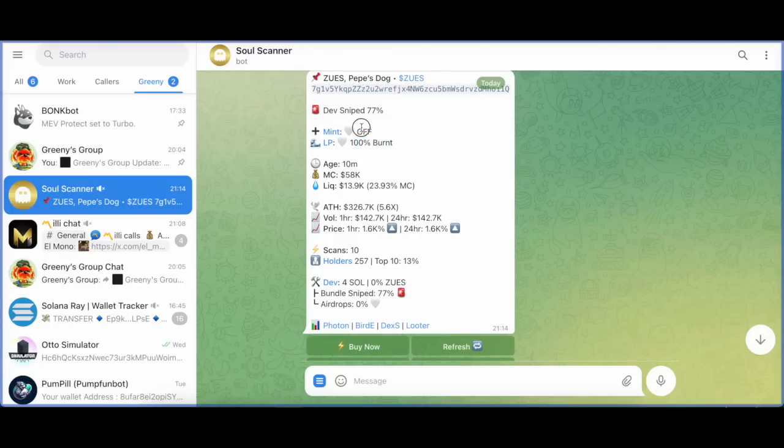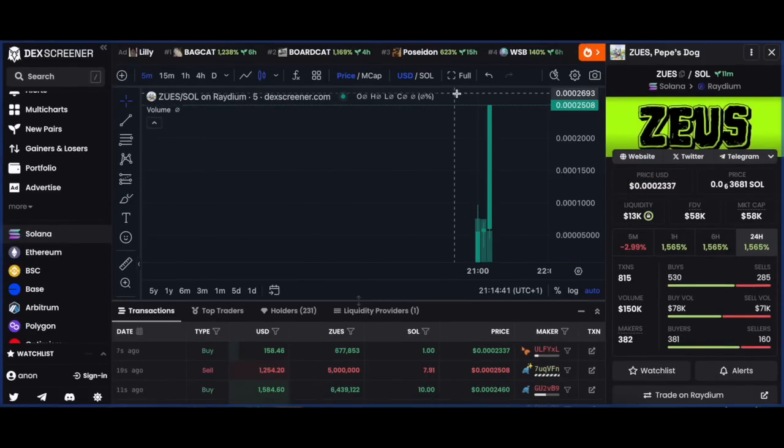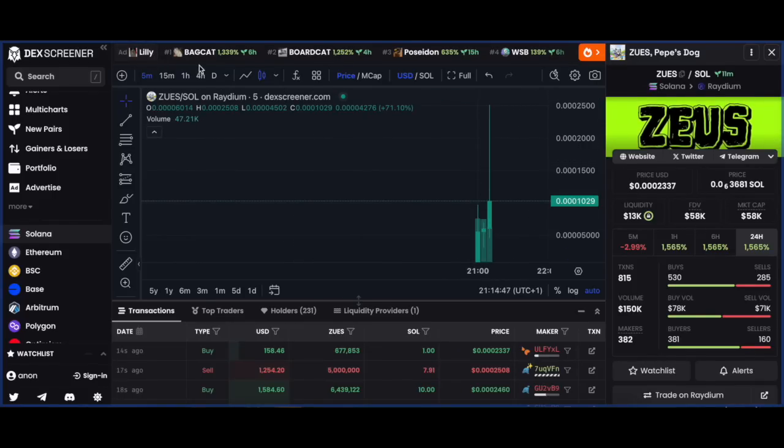Yeah, so it's burnt and mint is off. Dev sniped 77. So yeah, classic right there. So that's a red flag, guys, for me. Yeah, and you'll see this, it'll pump, and this is why you have to be so careful, guys, because a lot of people will see this and go, oh yeah, I'm going to get into this. No, red flags. Always do your due diligence first.